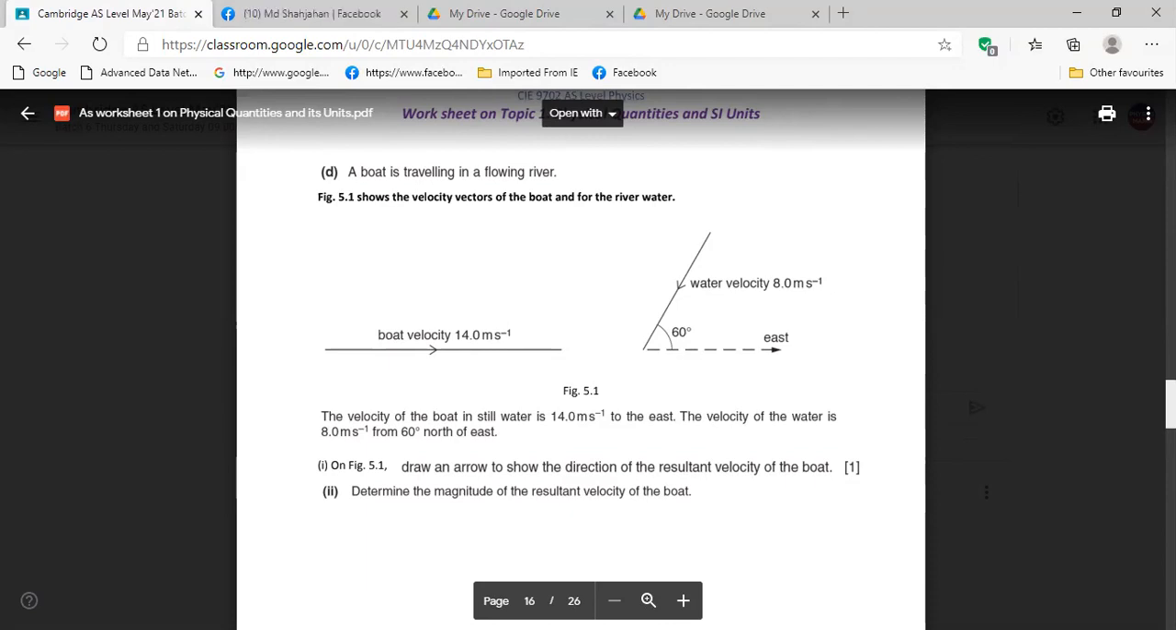I will do that. They are saying on figure 5.1, draw an arrow to show the direction of the resultant velocity of the boat. Sir, we will use the triangle rule. You will use the triangle rule. Okay, then if you are using the triangle rule, then what will be the resultant?